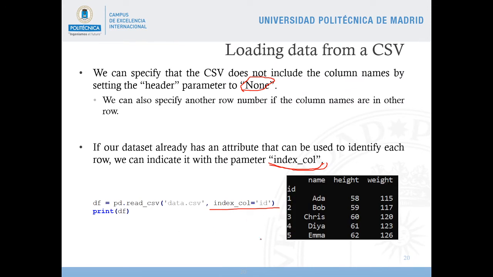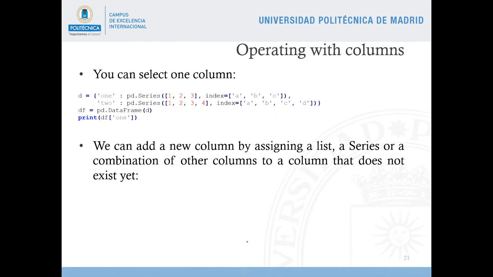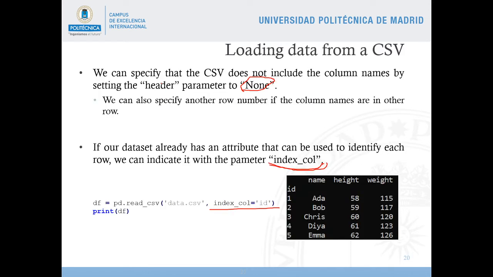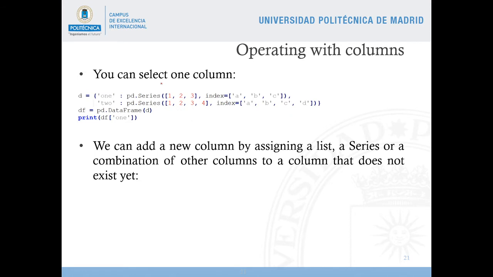So this is what we get. Well, now we already know how to load data. Now let's operate with columns. You can get a column by doing something like this. We store the data frame into a variable, and we write the name of the variable, data frame, and between brackets we write the name of the column that we want to get.